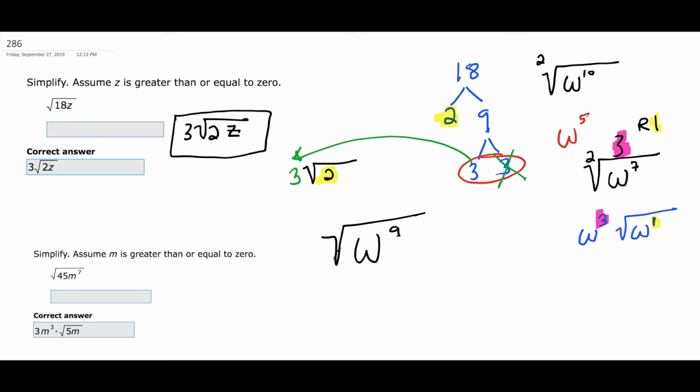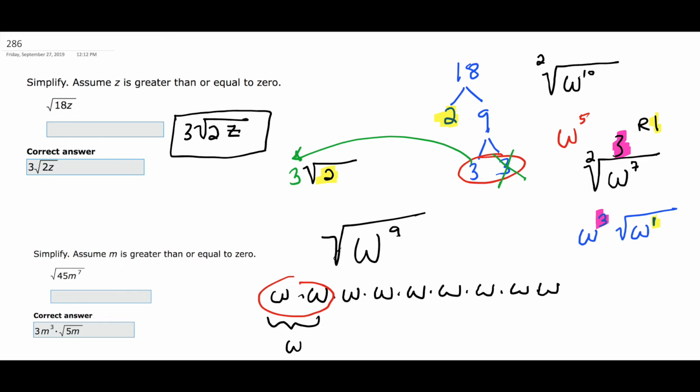Yes, and you're going to find out, because you have w times w times w times w times w times w times w times w. 1, 2, 3, 4, 5, 6, 7, 8, 9. All right, so here are the pairs. And the reason why 1 comes out is because this is w squared. And what is the square root of w squared? W. So I just think of it as, by 1, 1 comes out.